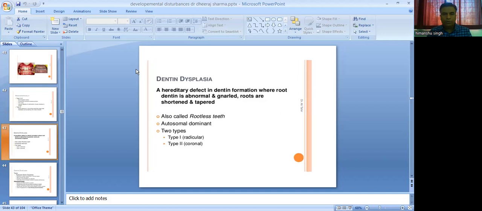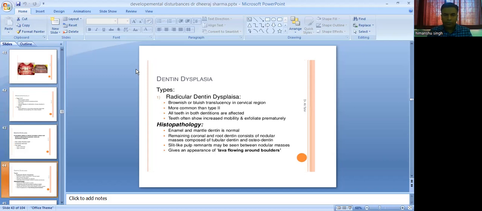Then we have dentin dysplasia, a hereditary defect in dentin formation. The root dentin is abnormal and roots are short and tapered. They are also called rootless teeth. It shows an autosomal dominant pattern. There are two types: type 1 affecting the roots and type 2 affecting the crown. Types: radicular dentin dysplasia.